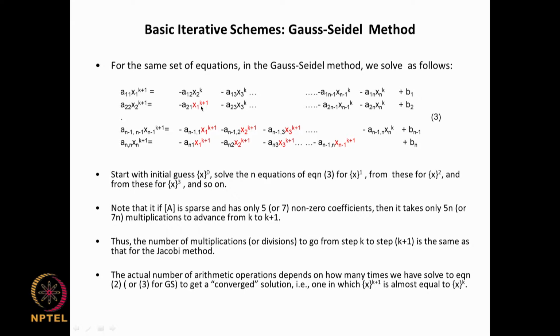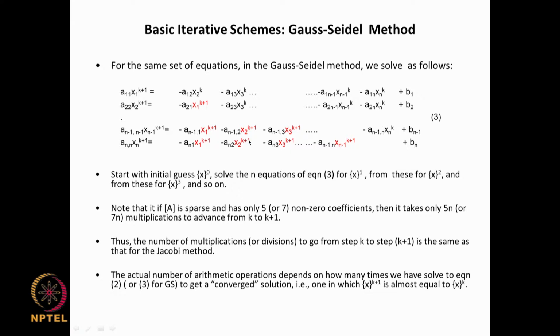So, we make use of the updated value here, and we have not solved the third equation. So, we still have only the old value, and then all these things are old values, and then you have b2. By the time we come to the n minus 1th variable xn minus 1, we have solved for x1, x2, x3 all the way to xn minus 2. For all those things, we make use of the updated values, and only for the yet to be updated value xn k is put as the old value.